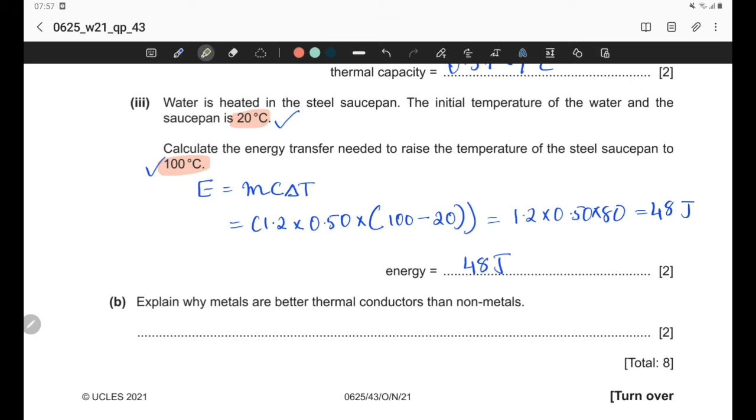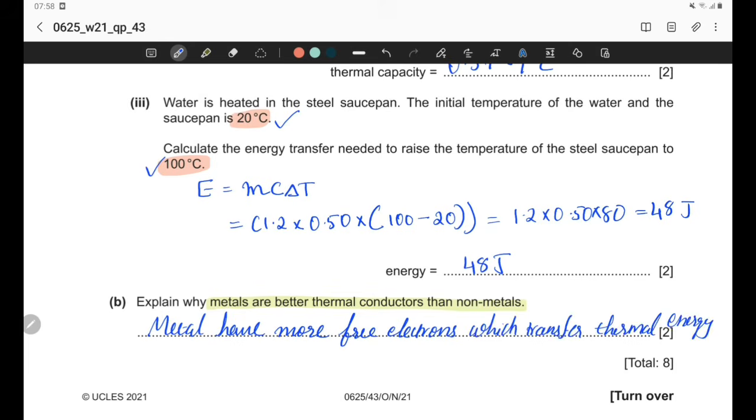Part B, explain why metals are better thermal conductors than non-metals. So we can write, metals have more free electrons. Free electrons mean they are not inside the atom, they are available inside the metals and they are free to move throughout the metal. So these free electrons transfer thermal energy as they can move freely.